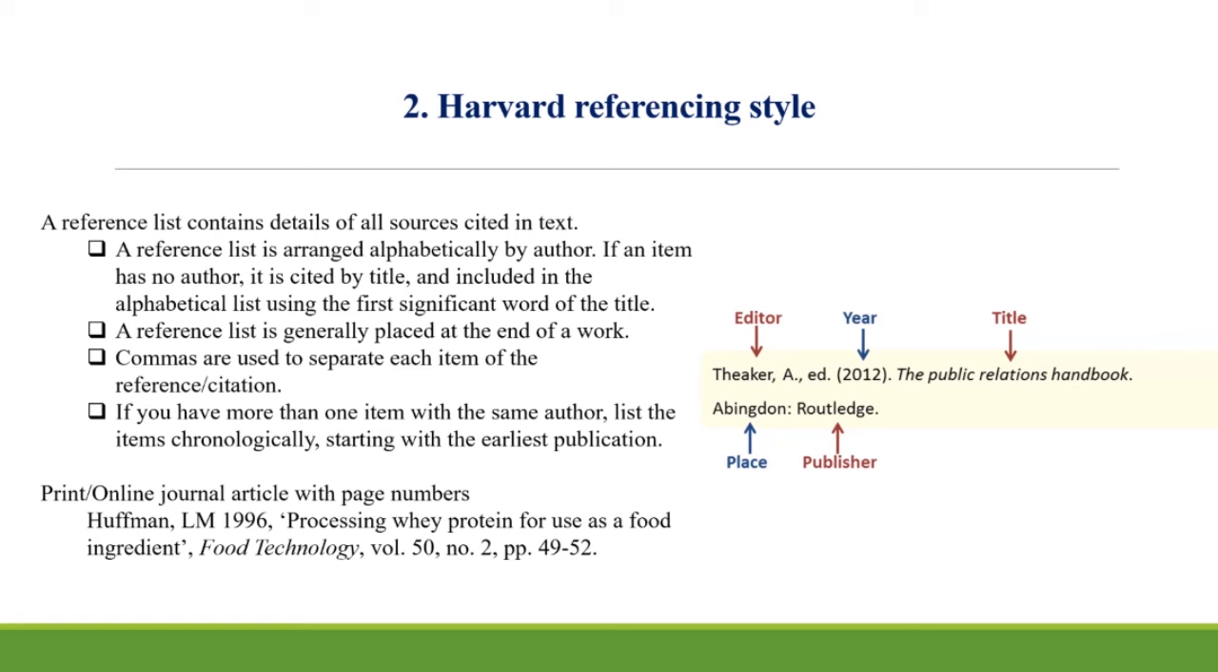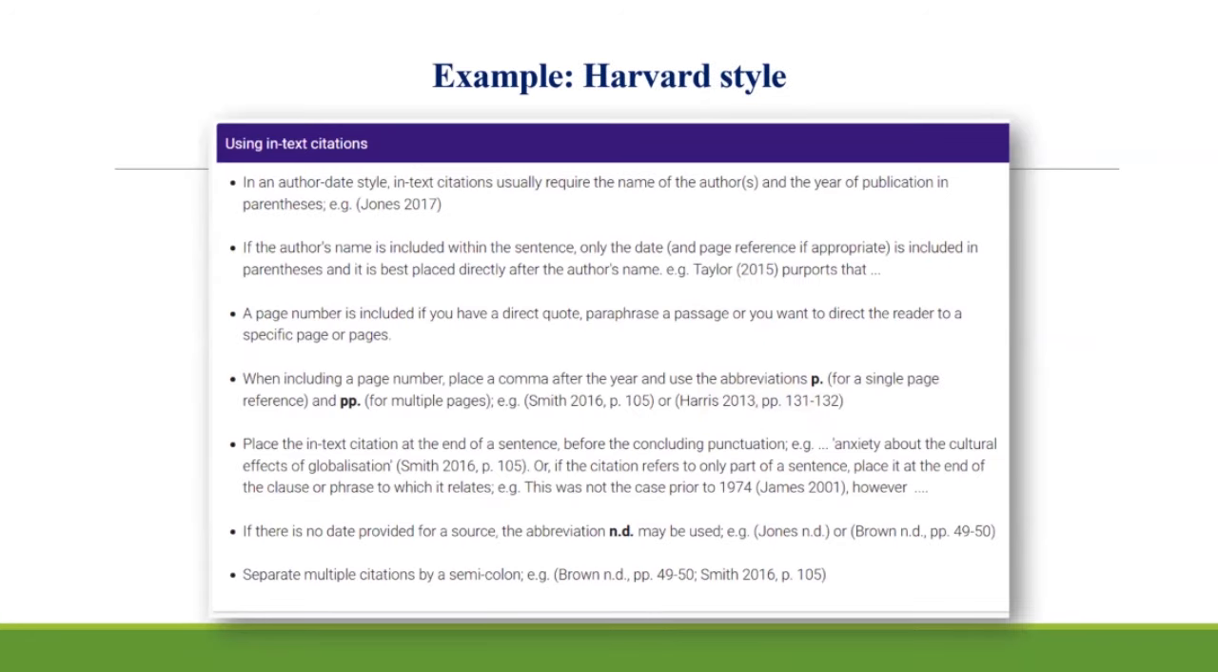And you can automatically change these, or if you are doing it manually, once you know how it's done, then it's easy to do. All right, these are examples of how it's styled. In an author-date style, in text, I usually require the author name. Right, you can read this. The PP would be the page numbers, right? PP 131, 132, p. 105 if it's just a single page, right? So p means one page, pp means a series of pages, right?